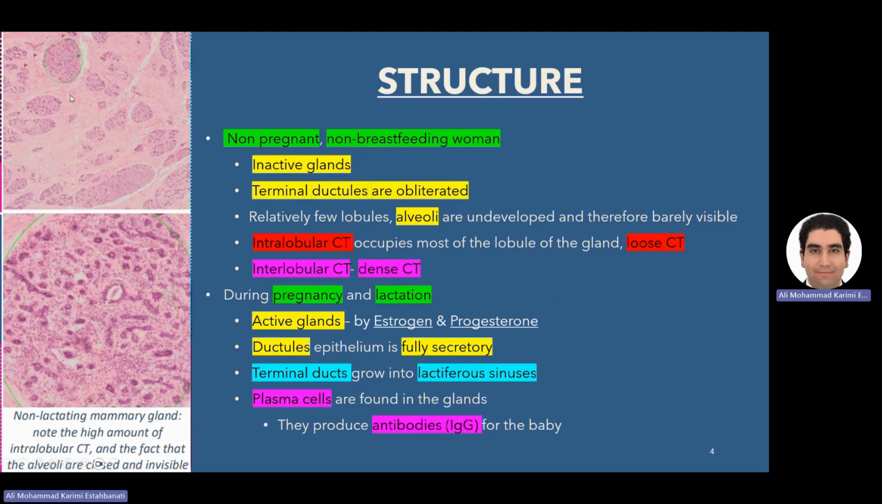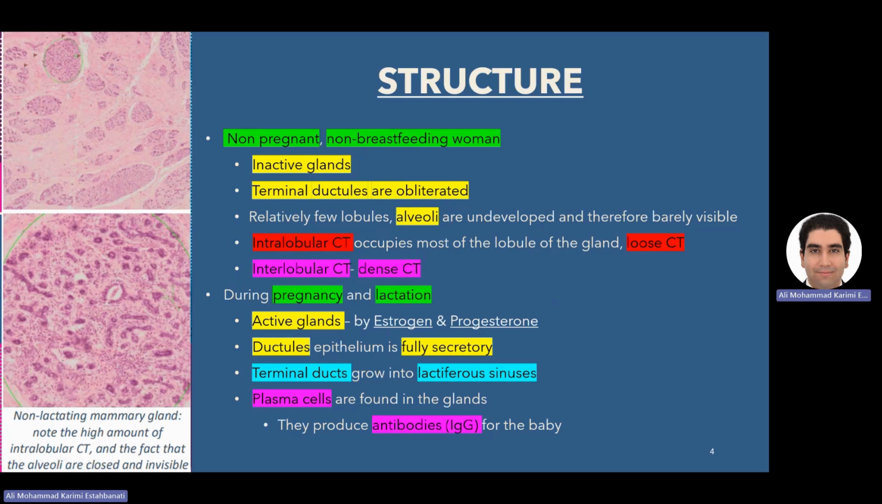As you can see in this picture on the left, you see all the light pink staining. Those are all connective tissue. So they're quite high in terms of majority compared to the lobules that we can see. And there will be loose connective tissue and dense connective tissue.